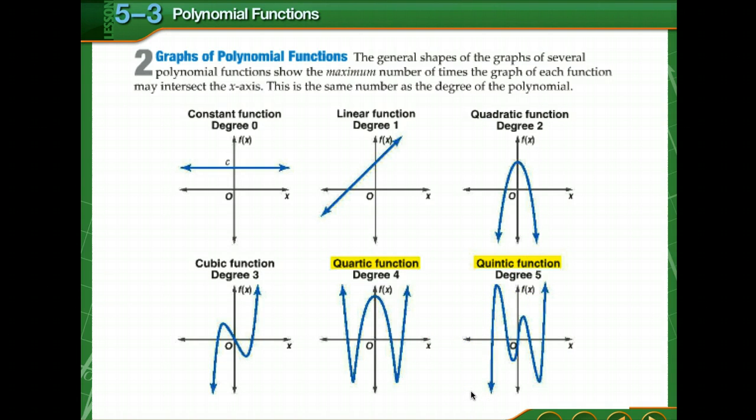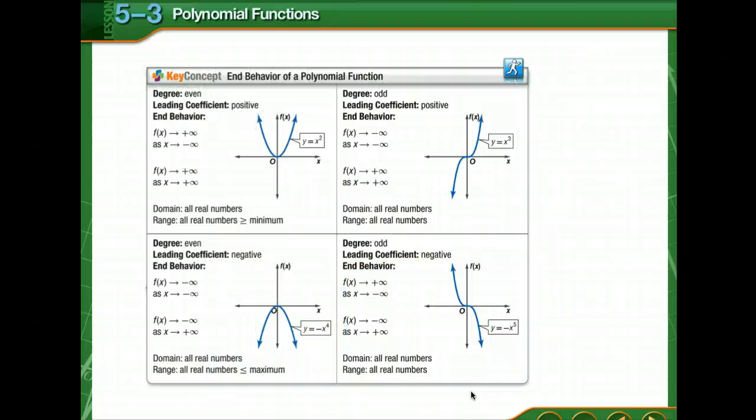The domain of any polynomial function is all real numbers, and the end behavior is the behavior of the graph of f of x as x approaches positive infinity or negative infinity. The degree and leading coefficient of a polynomial function determine the end behavior of the graph and the range of the function. So notice on this one, even functions, the ends are both going the same direction on even functions. If it's positive, they point up. If it's negative, it points down. If your degree of your function is odd, however, notice the ends, this one's going this way and this one's going that way, so that you can tell an odd or an even function by the end behavior.